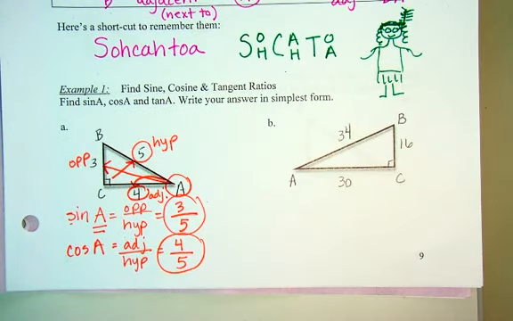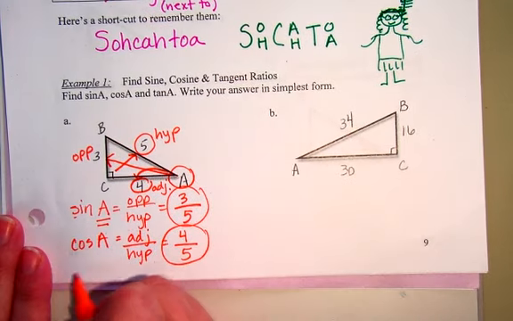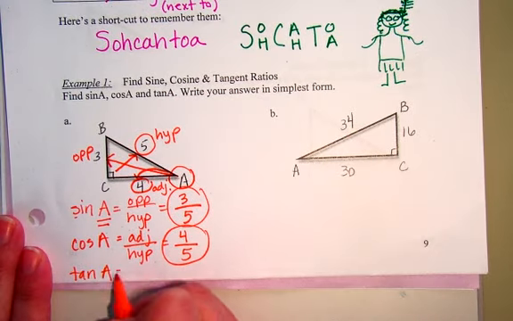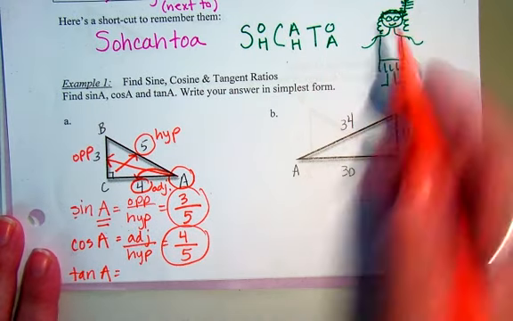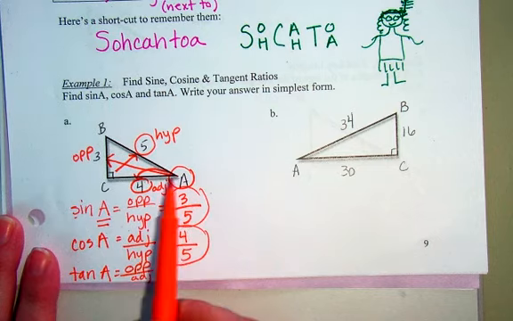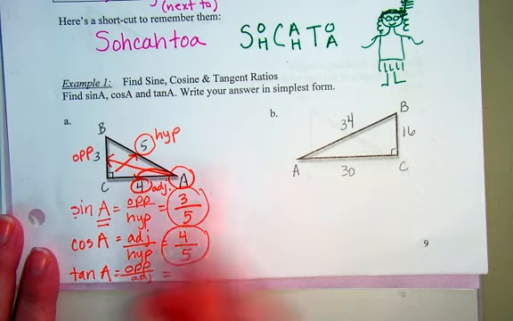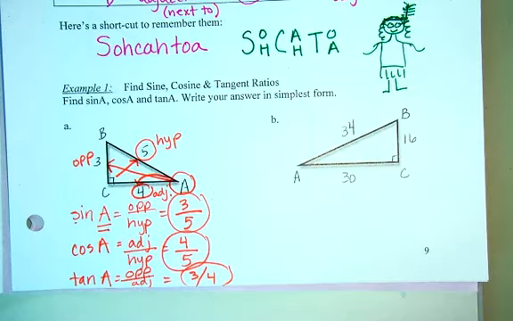Let's try the last one, which is tangent. Tangent of angle A. Tangent is O over A, opposite over adjacent. Look at my picture. Which one was opposite? 3. Which one was adjacent? 4. Careful. And we're done. Opposite over adjacent. So you just have to follow SOHCAHTOA and plug them in.